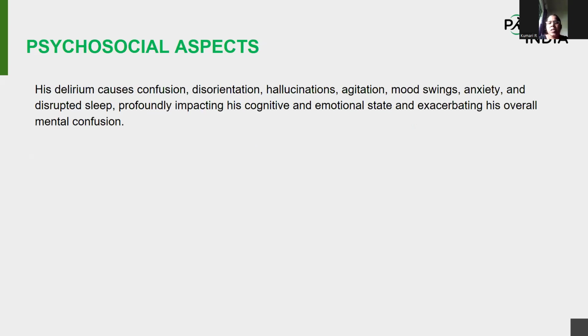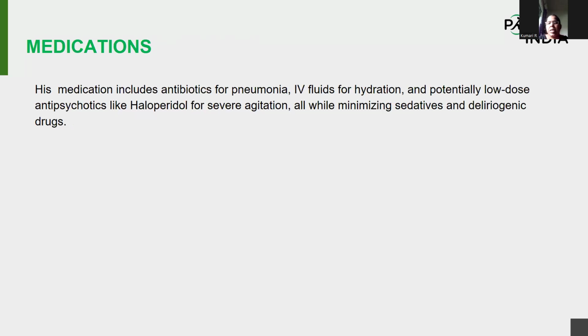Psychosocial aspects: delirium causes confusion, disorientation, hallucinations, agitation, mood swings, anxiety, and disturbed sleep, profoundly impacting his cognitive and emotional state and exacerbating his overall mental confusion. Medications include antibiotics for pneumonia, injection levofloxacin 750 mg OD, IV fluids for hydration, and potentially low-dose antipsychotics like haloperidol for severe agitation, all while minimizing sedatives and deliriogenic drugs.